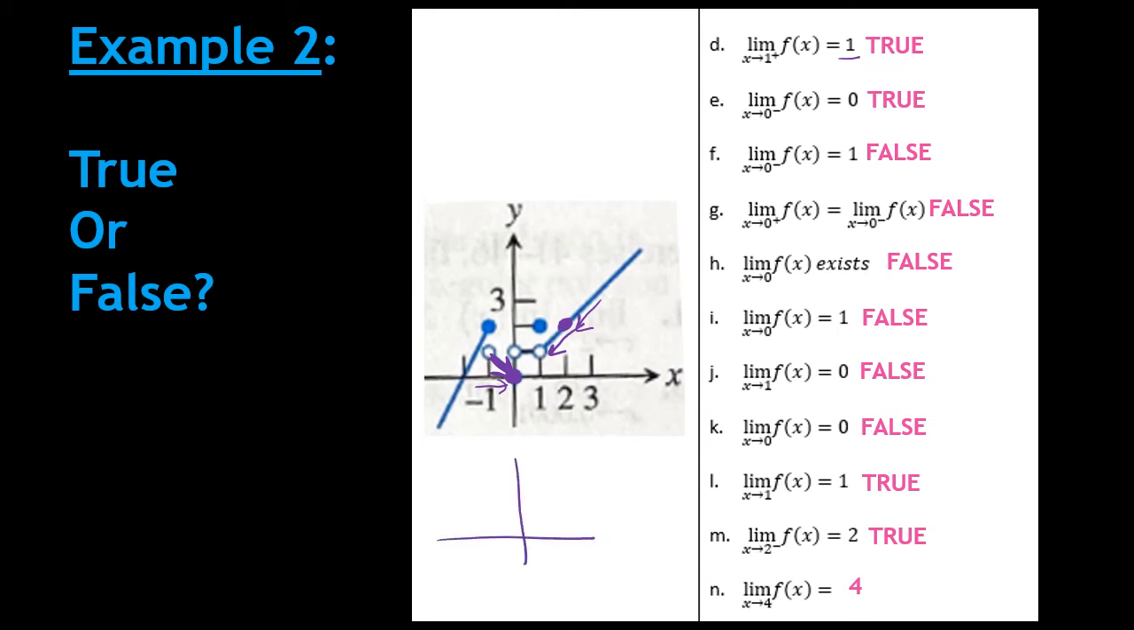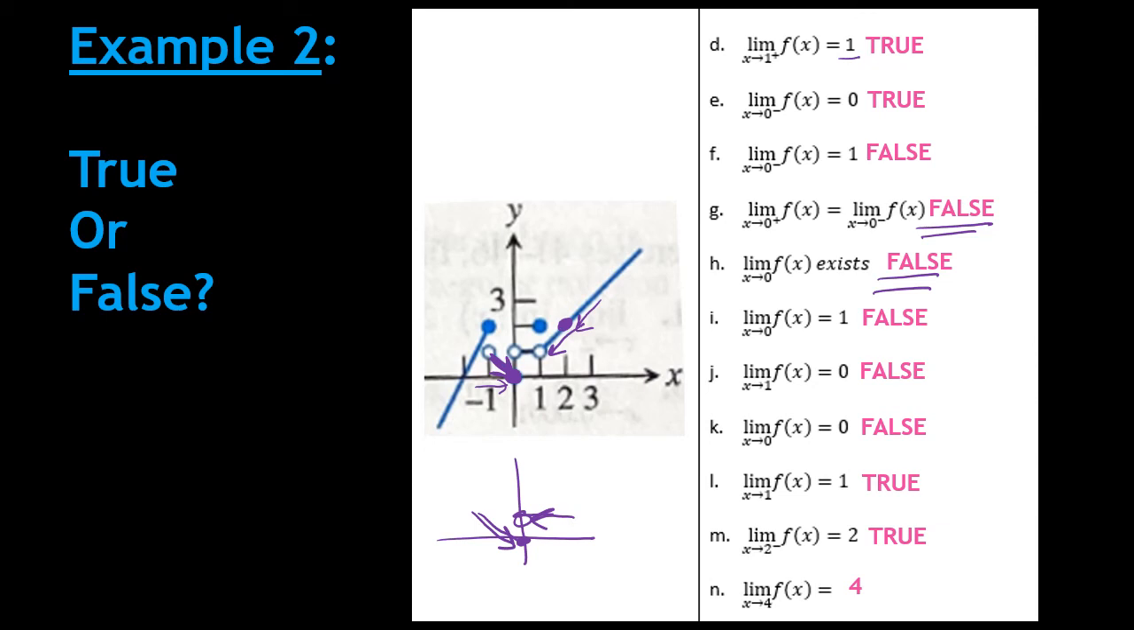As we come into 0 from the left and the right, you have a piece coming in here and a piece coming in here. So if we look coming in from the left and the right, we are approaching 2 different y values, so that's false. And that's why the limit as we approach 0 does not exist, because when we come in from the left and from the right, we are approaching 2 different y values. So letter I, as x approaches 0, the limit of the function is not equal to 1, again because coming in from the left and from the right, we approach 2 different y values.